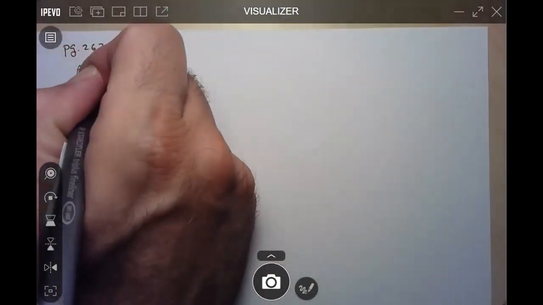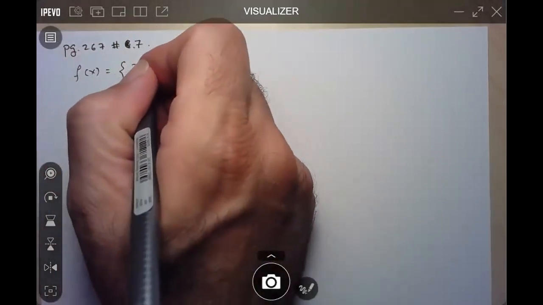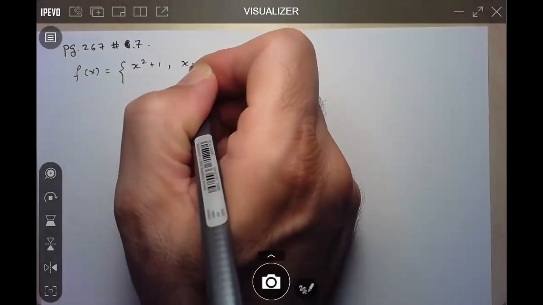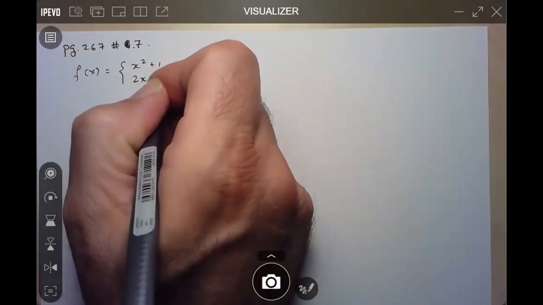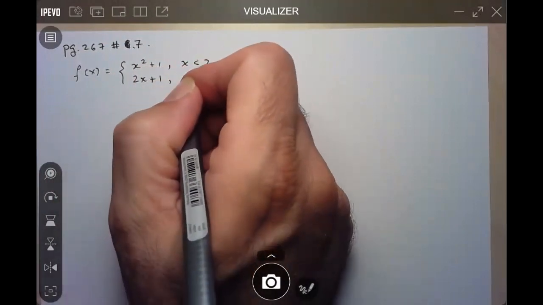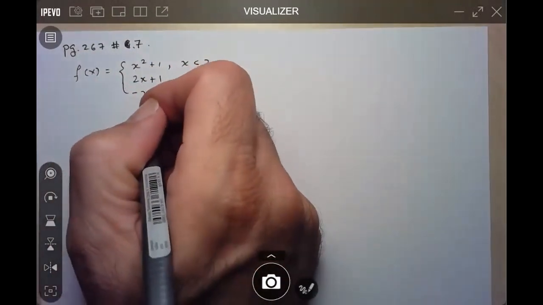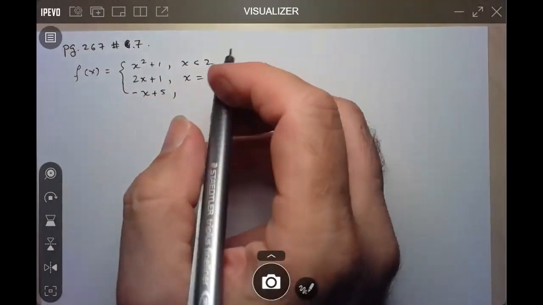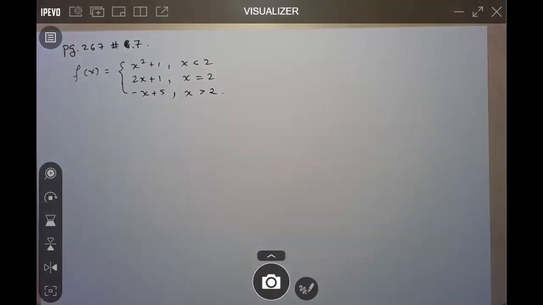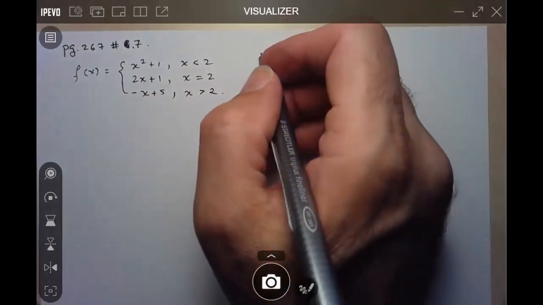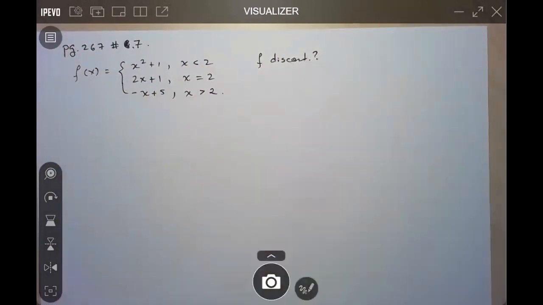So here it tells us that f at x is given by this function: x squared plus 1 if x is less than 2, it's equal to 2x plus 1 when x is equal to 2, and it's equal to negative x plus 5 when x is greater than 2. Okay, so we notice here, and they want us to determine where f is discontinuous. Okay, that's what we're looking for.